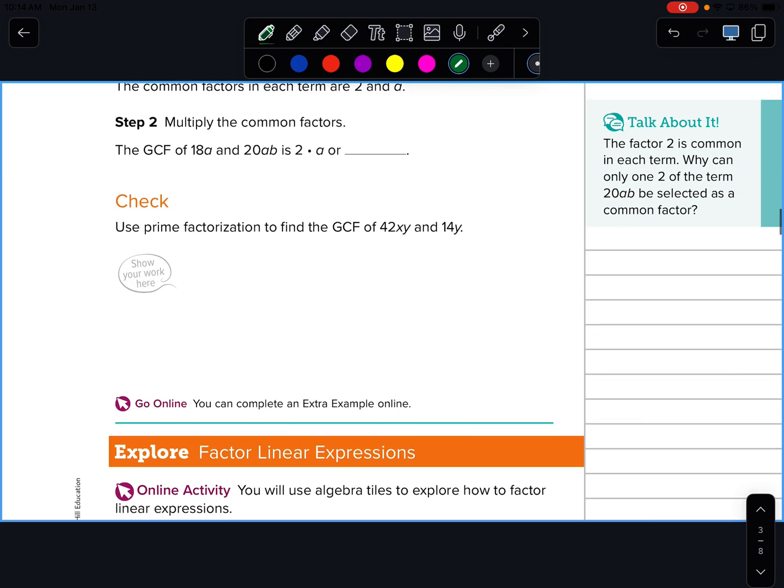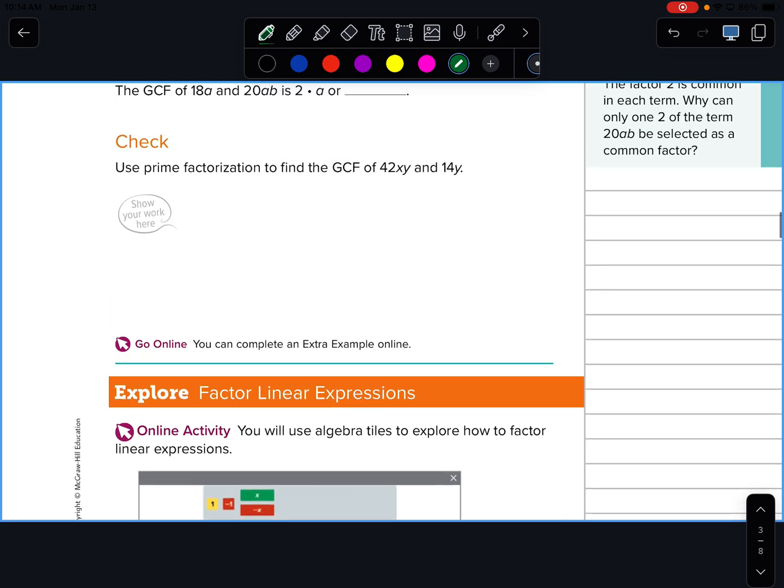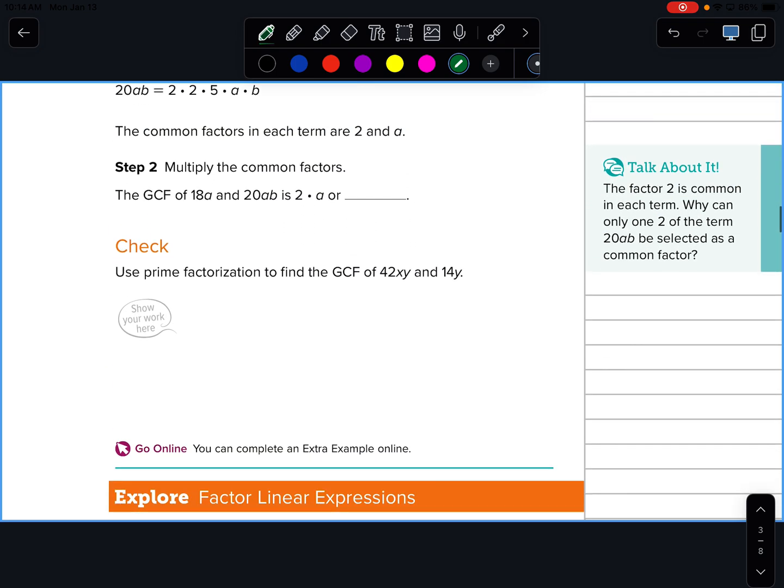Okay, go to page, what page am I on? 261 in the middle. I'm on page 261. I want you guys to try this one, 42xy and 14y. So you may want to pause and try to work it out. Okay, when you're done, come back.